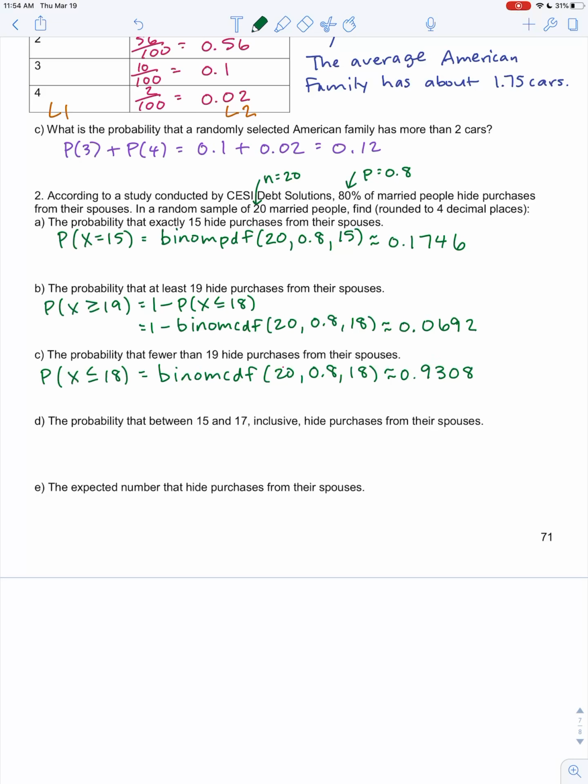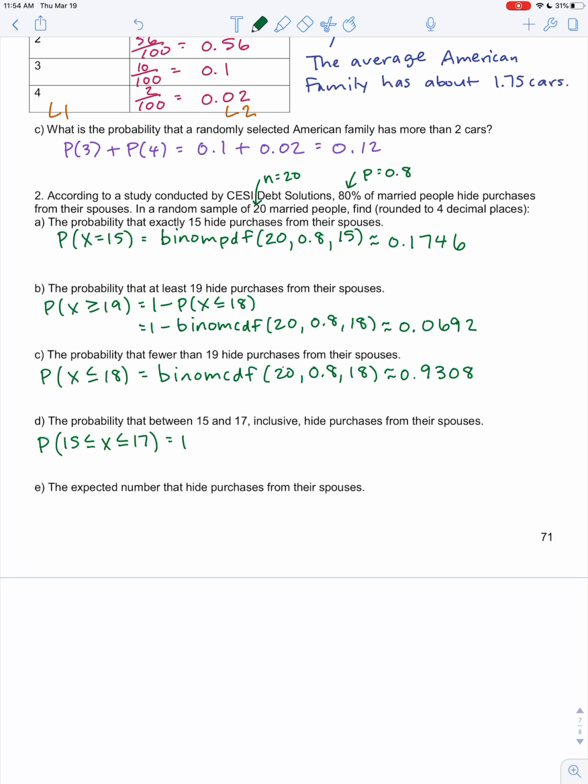Okay, one more probability here. The probability that between 15 and 17 inclusive hide purchases from their spouses. So let's write this in math notation. We're including 15 and 17, so we put the less than or equal to symbol to show that it could be equal to. There are two ways to do this. You could do individual Binom PDFs for 15 successes, 16 successes, and 17 successes. I'm going to show you a different way in case you ever have to do one where the range of values is a lot larger. That might not be practical.